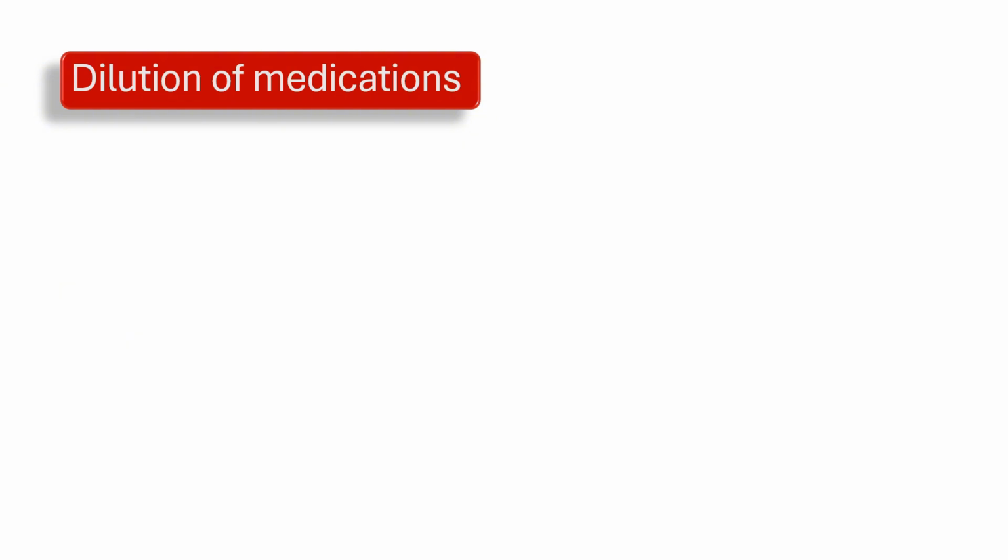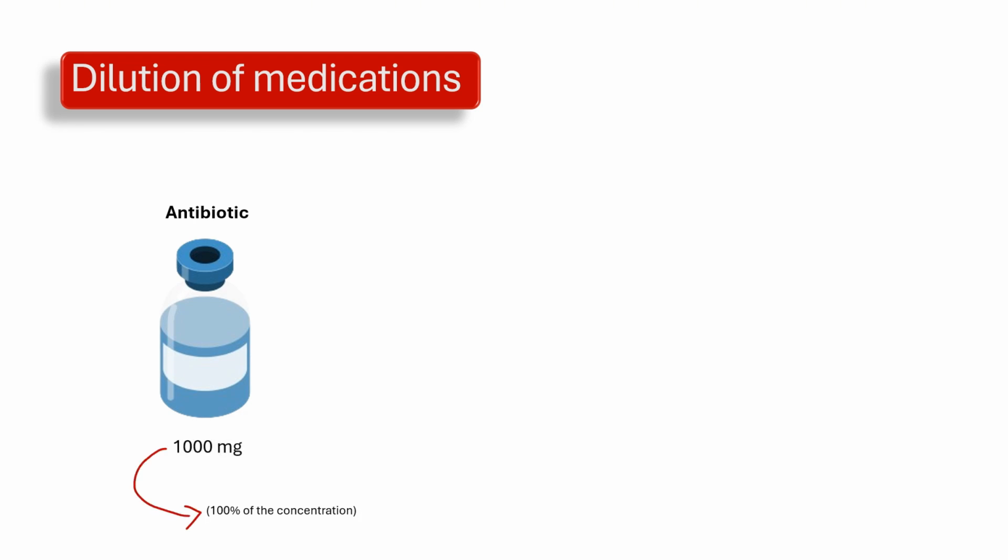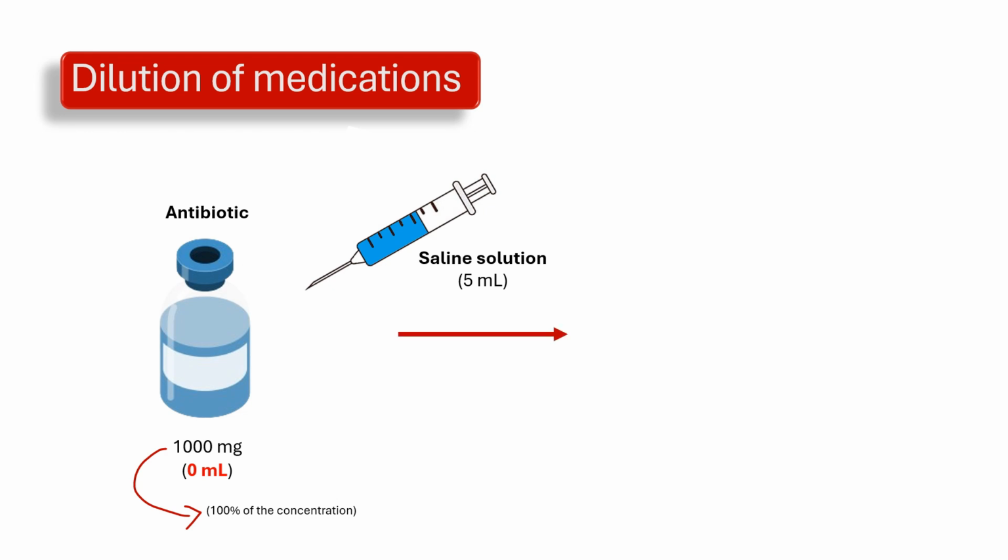Let's say that our antibiotic has written on its label that it contains 1,000 milligrams of the medicine in its current state. Note that it is in the form of a solid powder and does not contain any liquid. Therefore, the 1,000 milligrams are found without any liquid measurement capacity. If we add 5 milliliters of a saline solution, the new solution we are creating will still have 1,000 milligrams of the medicine. However, now the concentration is diluted in the 5 milliliters that were added.